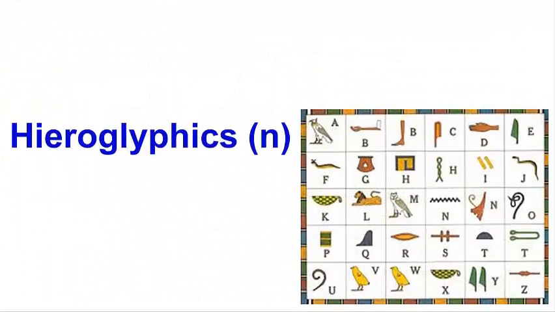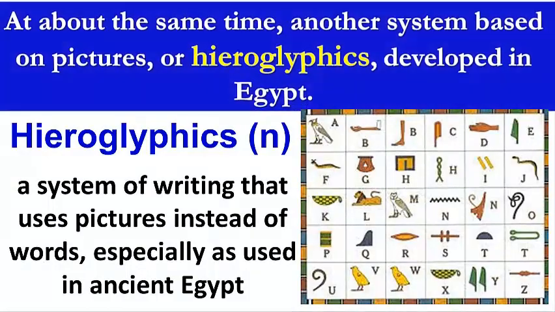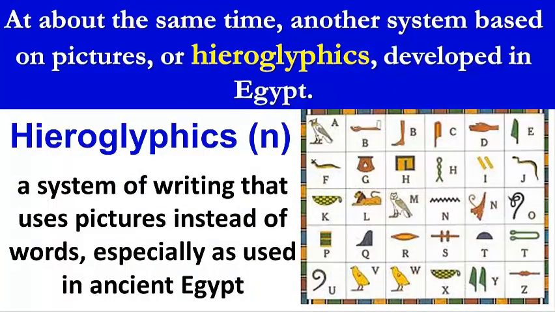Next, hieroglyphics. It's a noun, a system of writing that uses pictures instead of words, especially as used in ancient Egypt. Example: at about the same time, another system based on pictures or hieroglyphics developed in Egypt.